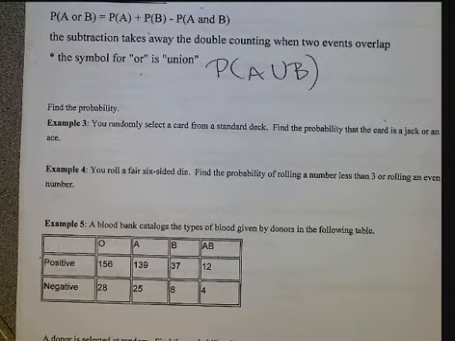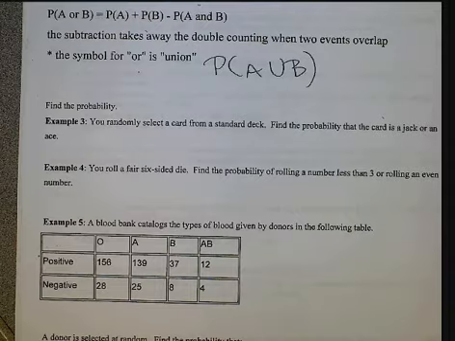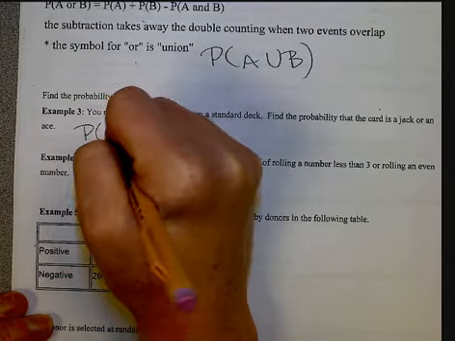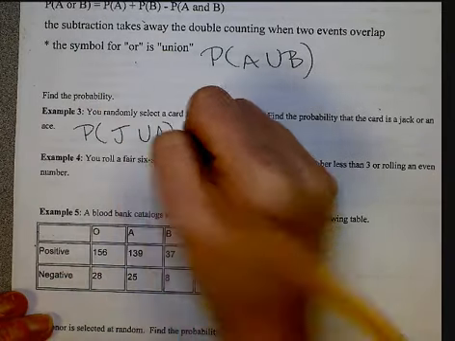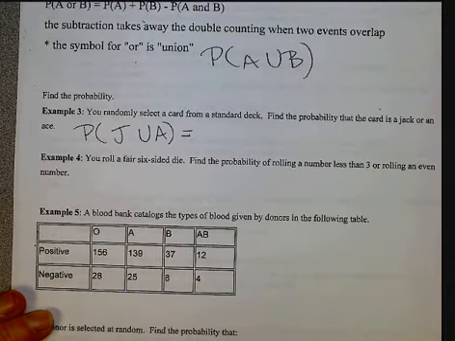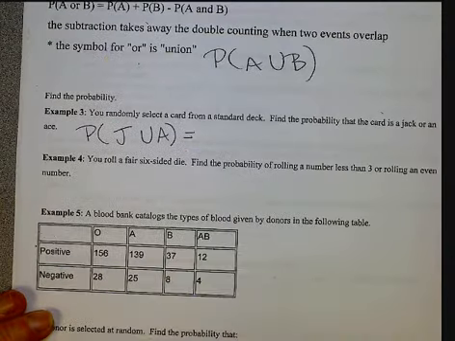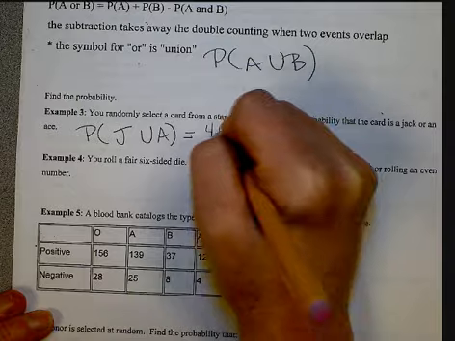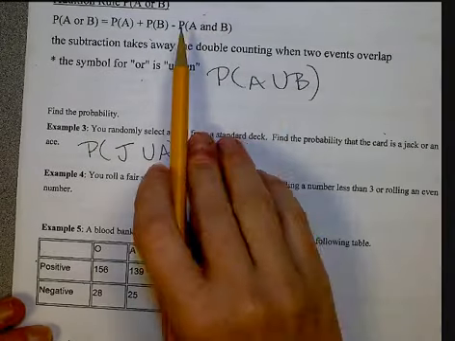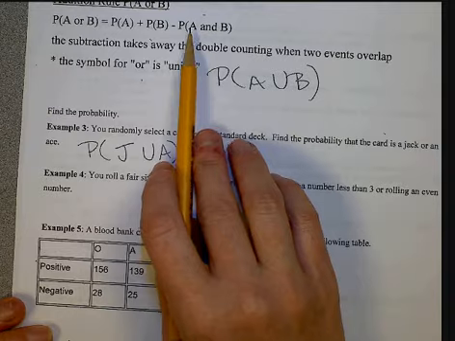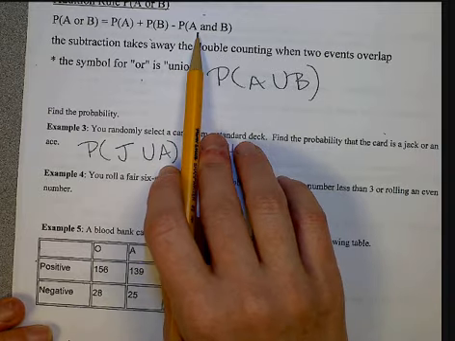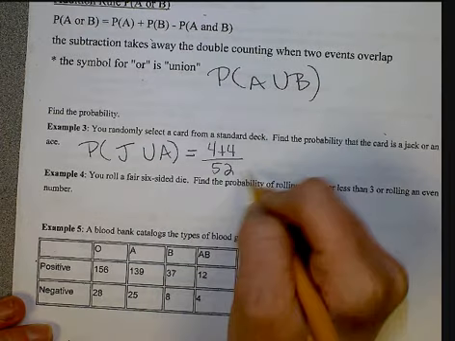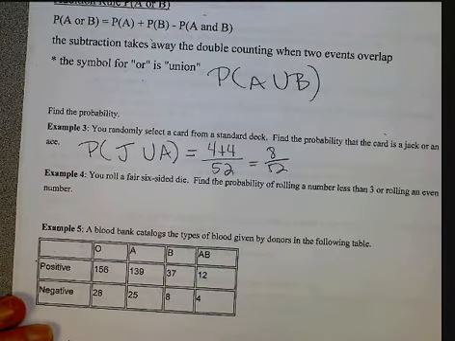So find the probability. Let's look at example 3. You randomly select a card from a standard deck. Find the probability it's a jack or an ace. So this is an or statement, so we're going to use the equation we came up with above. Again, this is pretty intuitive. We have 4 jacks. We have 4 aces. Now notice it says subtract the probability of event A and B. We have no cards that are jack and aces, so we don't have to worry about subtracting anything here. So there are 8 cards out of the 52 that meet our requirements.